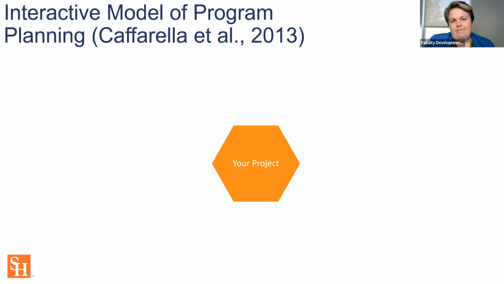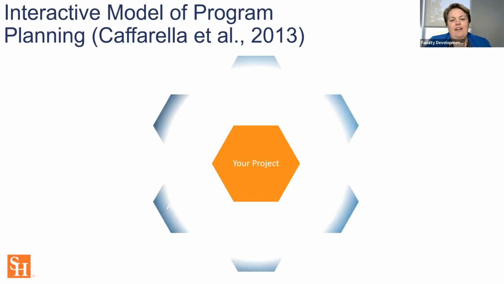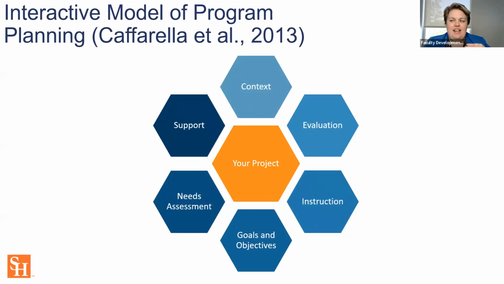So in the middle, you have your project, right? This is the thing you're trying to get done. And then you have this next layer. And this layer is largely the things that you are trying to either establish or achieve. They're things that you have a lot of control over, a lot of influence over.